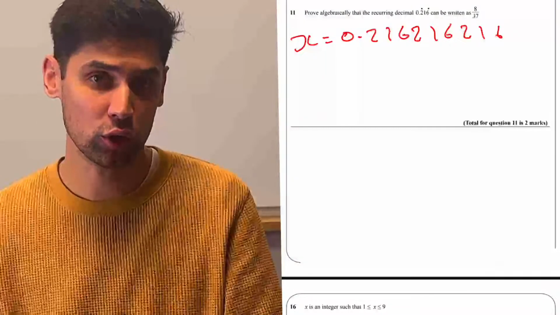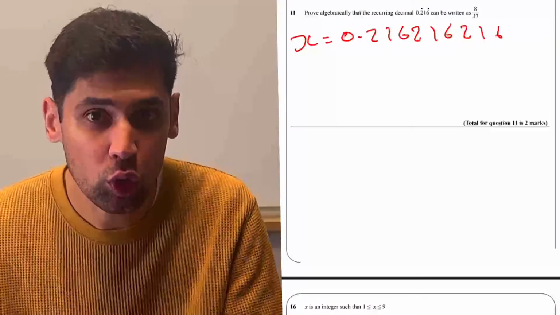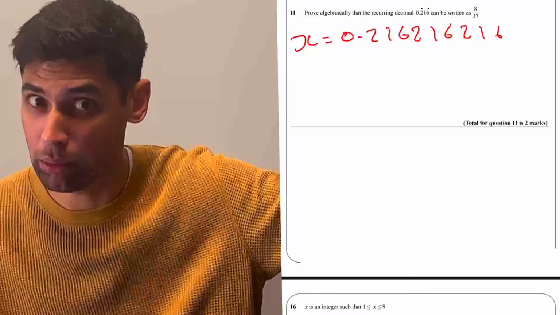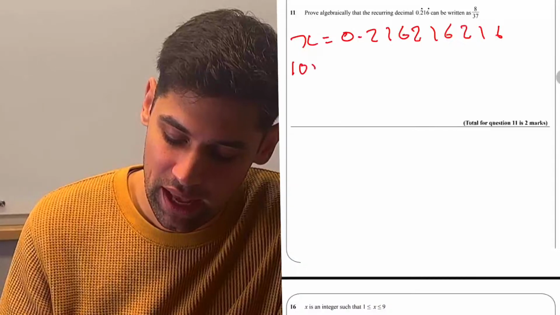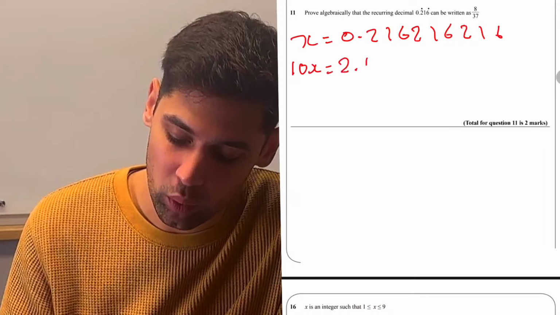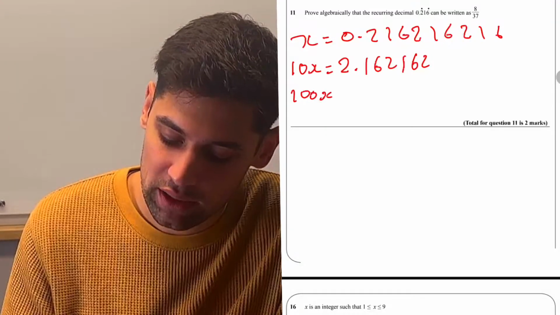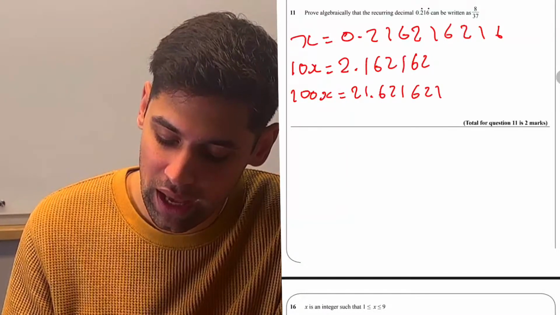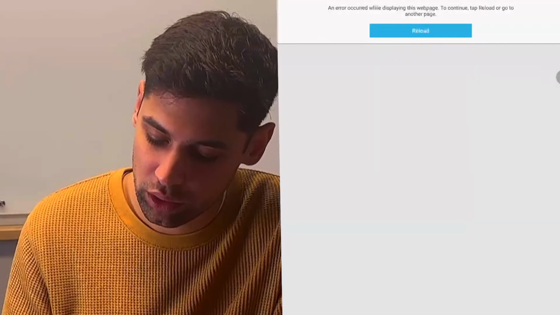Like I said, maths is all about structure. And because we have this structure, if you stick to it, you will always get it right, aside from some stupid mistakes that everyone is capable of making. So 10x equals 2.162162. 100x equals 21.62161. And 1,000x equals 216.